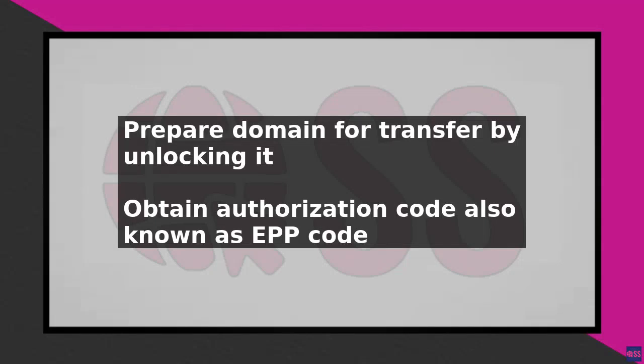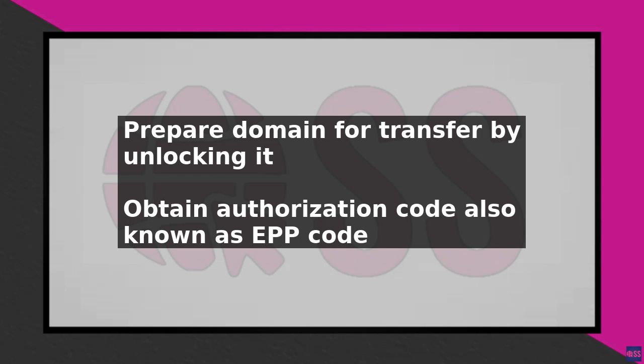To transfer a domain to someone else using GoDaddy, start by preparing the domain for transfer. This involves unlocking the domain and obtaining the authorization code, also known as the EPP code. The EPP code is a unique code assigned to the domain and is required for the transfer process.